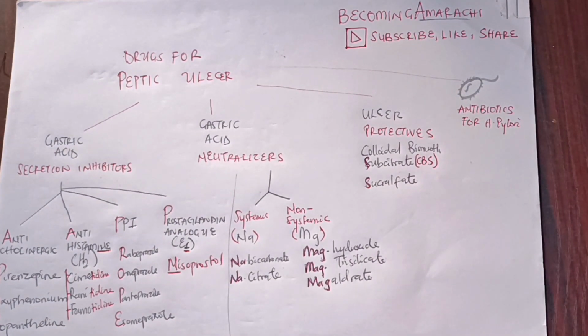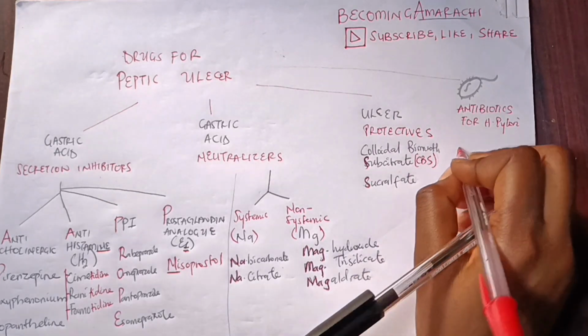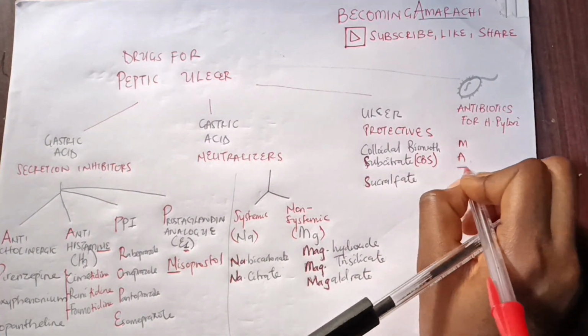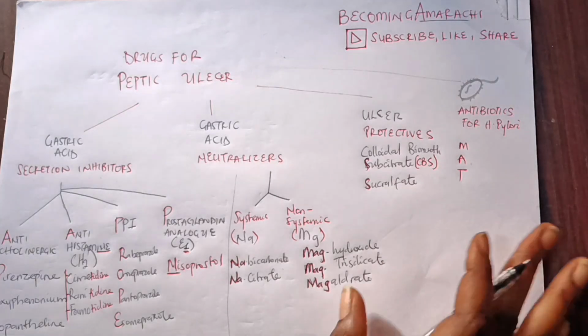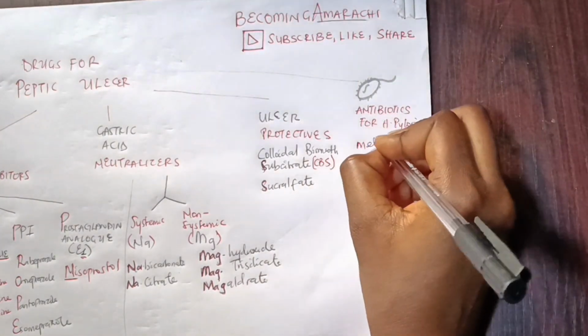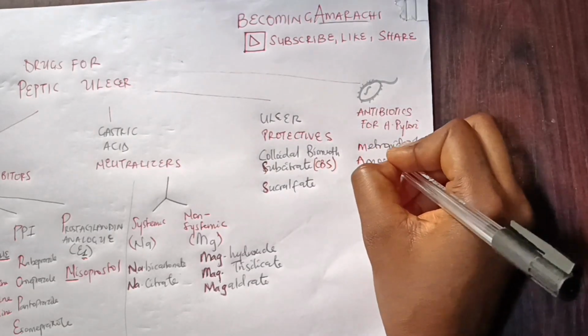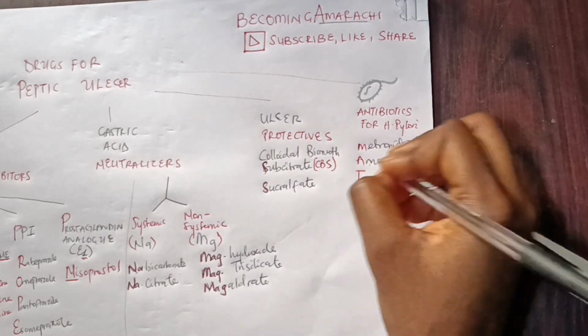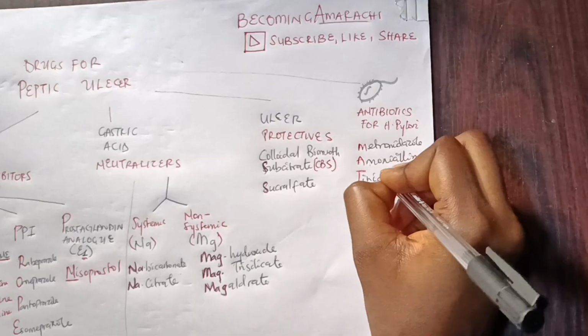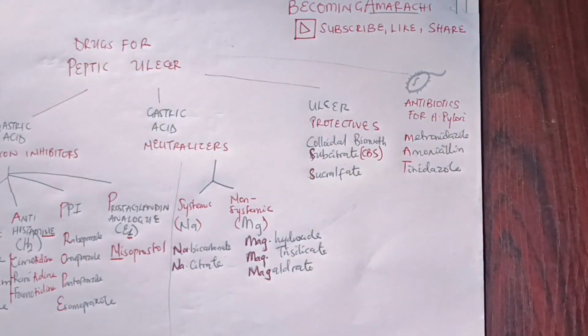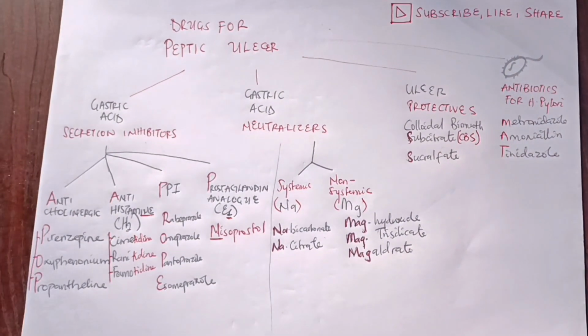And the antibiotics, I always say, use MAT protocol or TAM protocol. MAT, where we have metronidazole, amoxicillin, and tinidazole. So this is it for drugs for peptic ulcer. So we reiterate again, we say there are 4 classes we need to know in this drug.